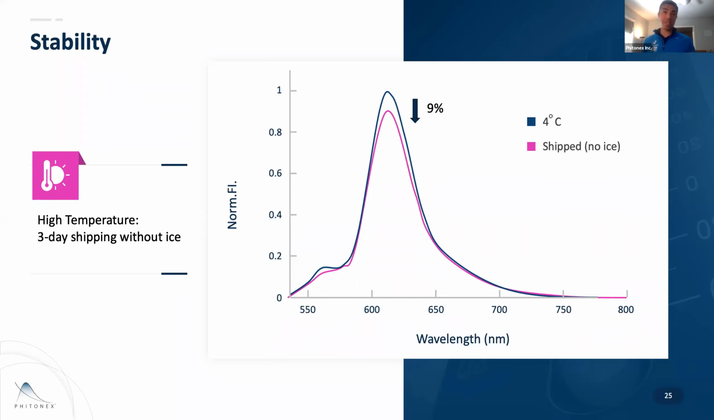So for this first test, probably the simplest test we could do, we literally shipped product across the country and then back. 3-day shipping without ice. We registered over 100 degrees on the shipping, and we get only a 9% decrease off the spec, which we're reading, but really no change in the spectral profile.